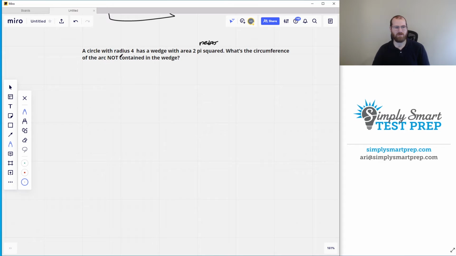A circle with radius 4 has a wedge with area 2 pi meters squared. What's the circumference of the arc not contained in the wedge? Okay. So first we have to figure out our magic proportion, and then we could do 1 minus that to get our new magic proportion that we're going to use for the second part of the problem. So let's first do piece over cake.